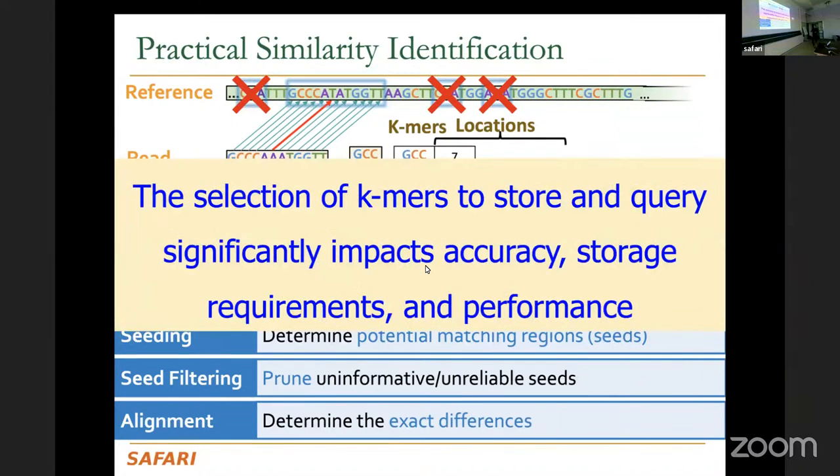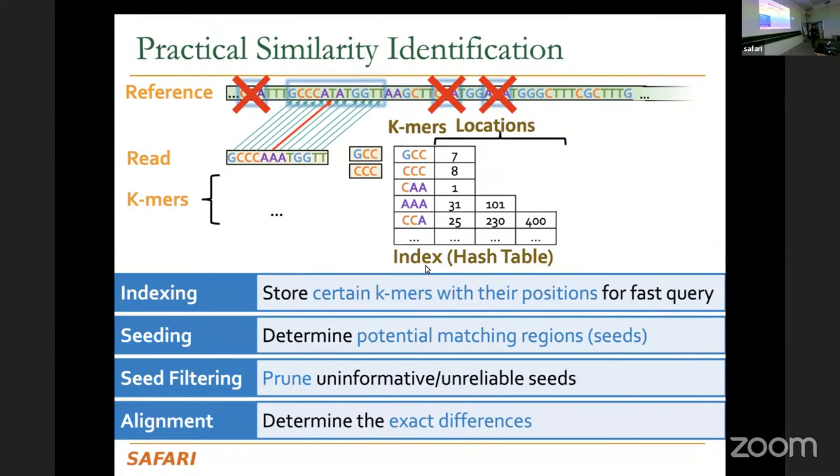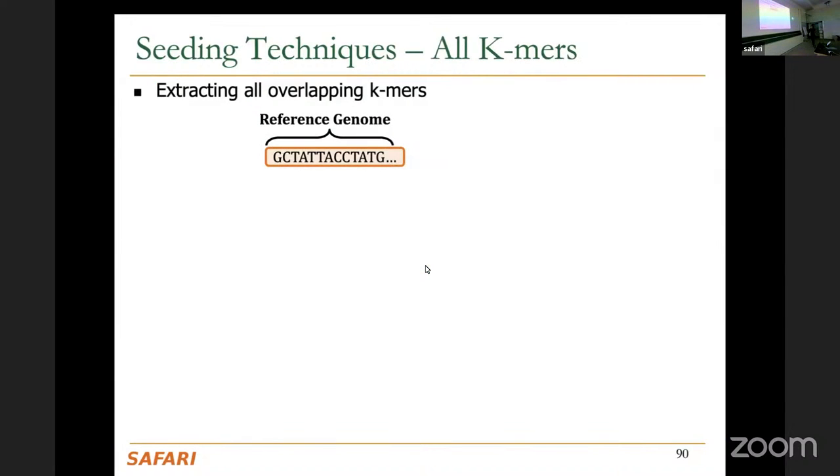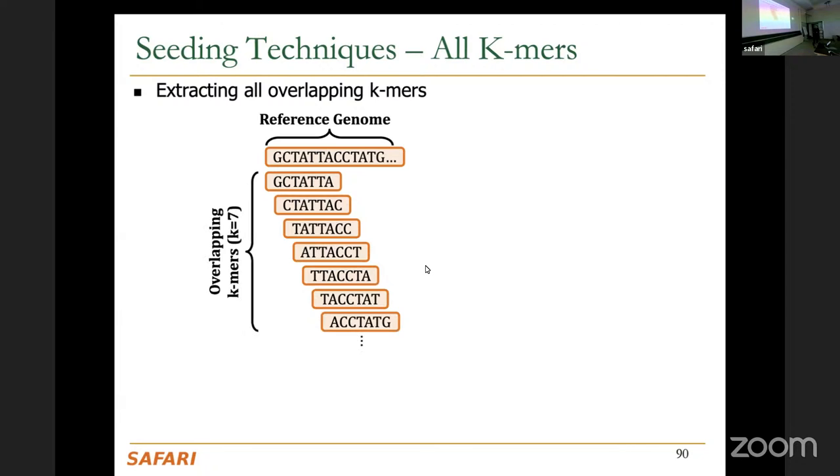But again, the selection of k-mers to store and query significantly impacts the accuracy, storage requirements, and performance, because it impacts the content of this hash table, how you select these k-mers from both the reference genome and the read. And there are ways of doing it. So one way, imagine this is your reference genome. You could simply use all k-mers from that reference genome. What I mean is that you imagine all fixed-length subsequences from the reference genome, all overlapping, meaning you have this and then you shift by one character, and then you generate the other fixed-length subsequence, and then you go on like this.